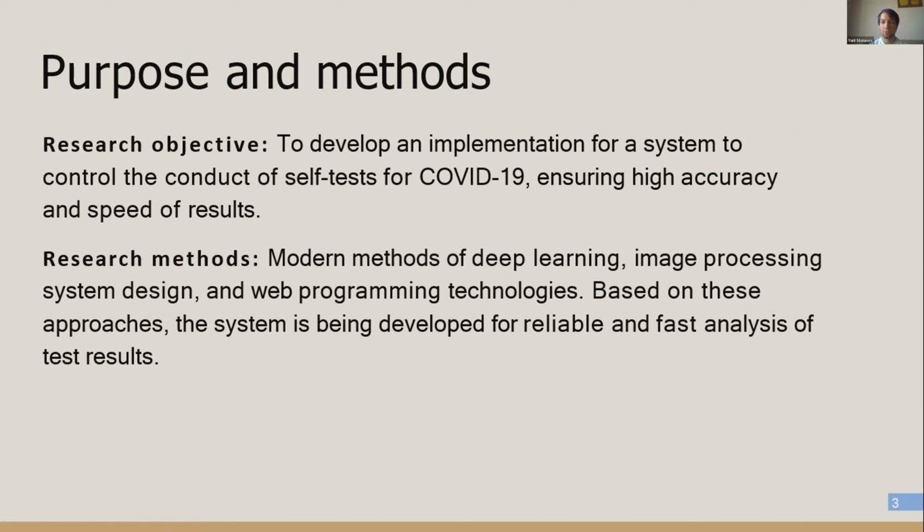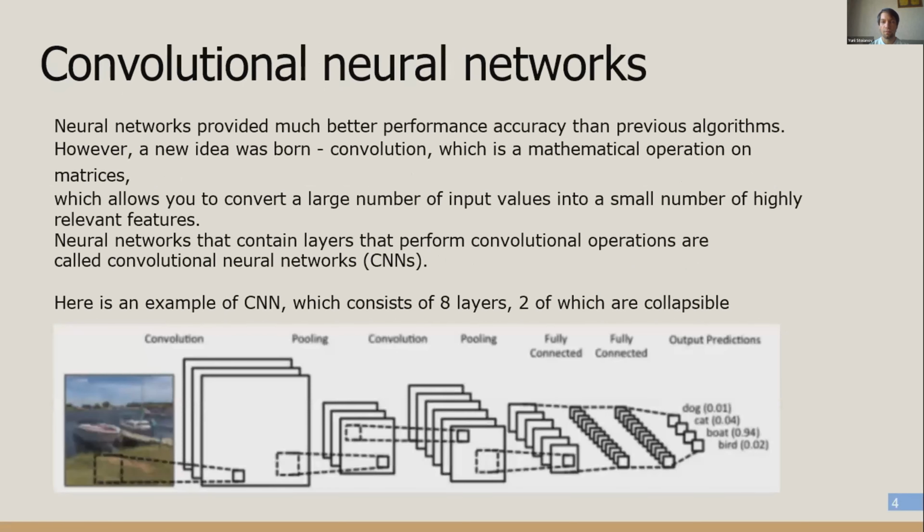The research objective was to develop an implementation for a system to control the conduct of self-tests for COVID-19, ensuring high accuracy and speed of results. So modern methods of deep learning, image processing, system design, and web programming technologies were used. We decided to use convolutional neural networks. And here you can see an example of such a network.